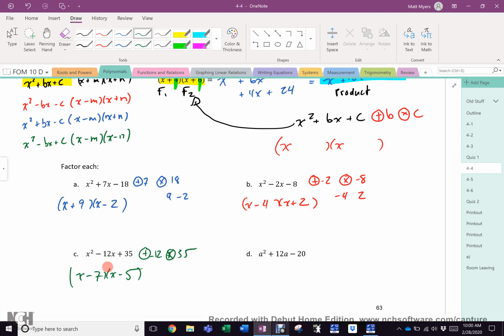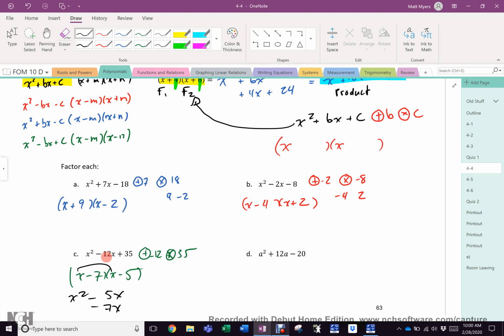Abby, what is the x? Like, do you not do anything with the x besides the 12? When you expand this, what's going to happen? What's x times x? X squared. What's x times 5? 5x. What's 7 times x? Negative 7x. There's your x by the 12. Because factoring is the reverse of expansion. Does everybody understand?